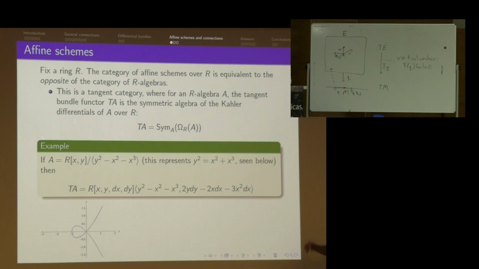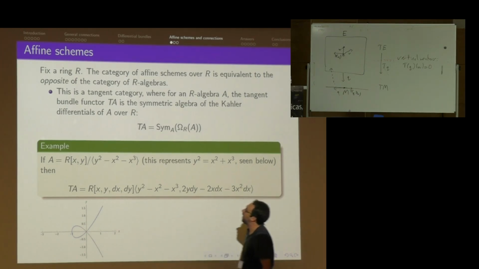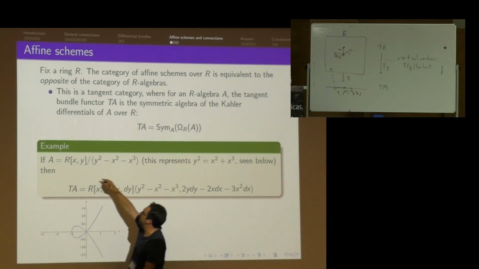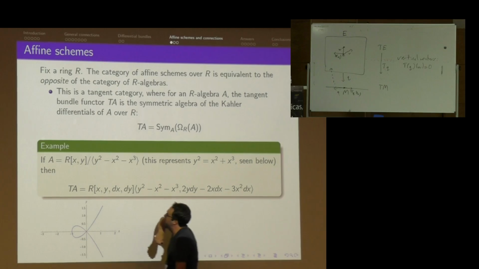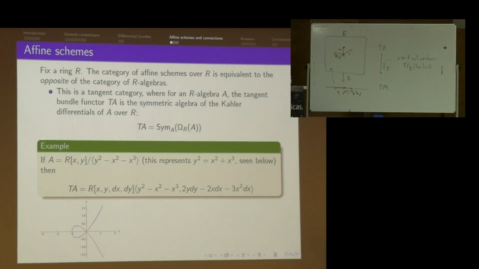So the way you think about varieties in this category of affine schemes: if I'm interested in, say, the variety y squared equals x squared plus x cubed, whose solutions in R look like this, then the associated algebra, which we work with in the category of affine schemes, is a polynomial ring in two variables quotiented out by this relation. And what is then the tangent bundle, the symmetric algebra of Kähler differentials?